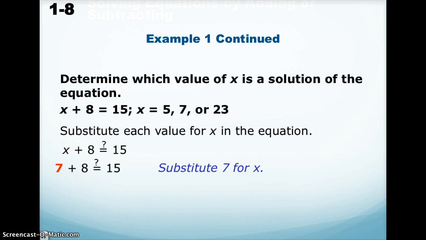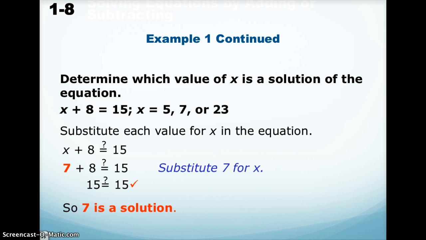Let's try 7. 7 plus 8 equals 15. So 7 is a solution. And just to verify, 23 plus 8 is 31. 31 is not equal to 15. 23 is not a solution. So our solution was 7.